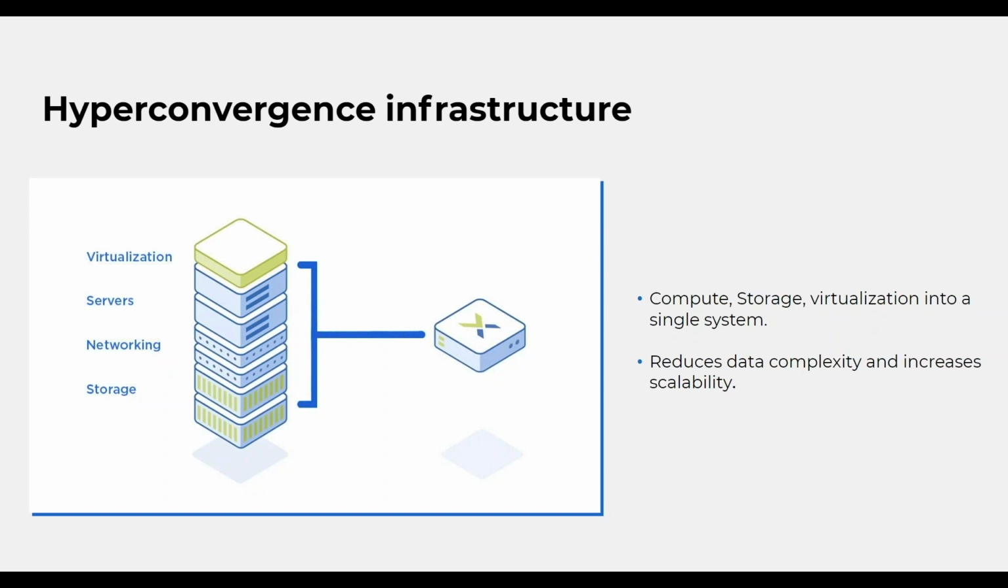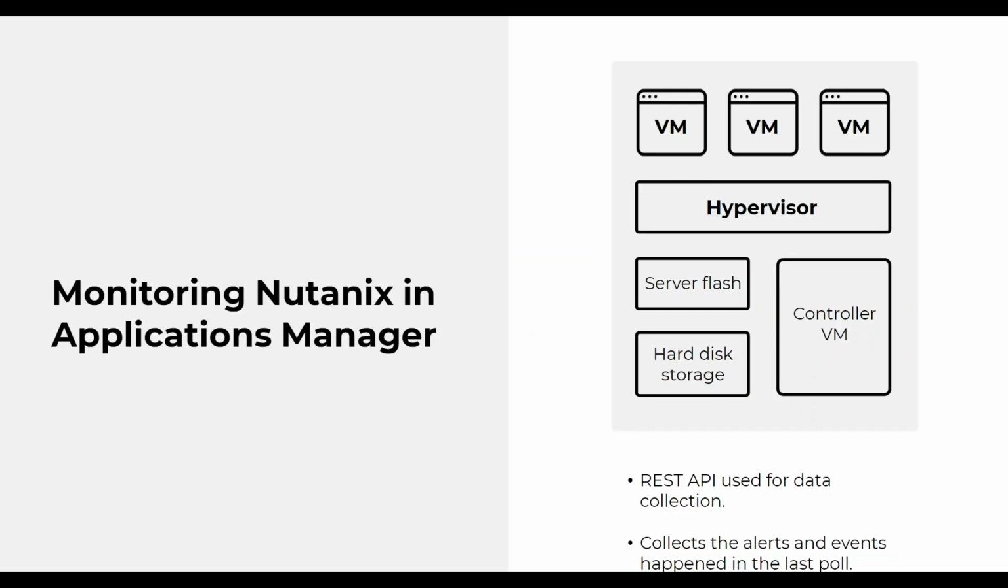Now, Applications Manager has two different types of hyperconverged infrastructure available for monitoring. As we can see here, there are certain important factors available for monitoring, like the compute, storage, and virtualization. The benefit of using this is that it reduces data complexity and increases scalability through a single system, which is a common tool set. Now, the two options available in Applications Manager are Nutanix and Cisco UCS.